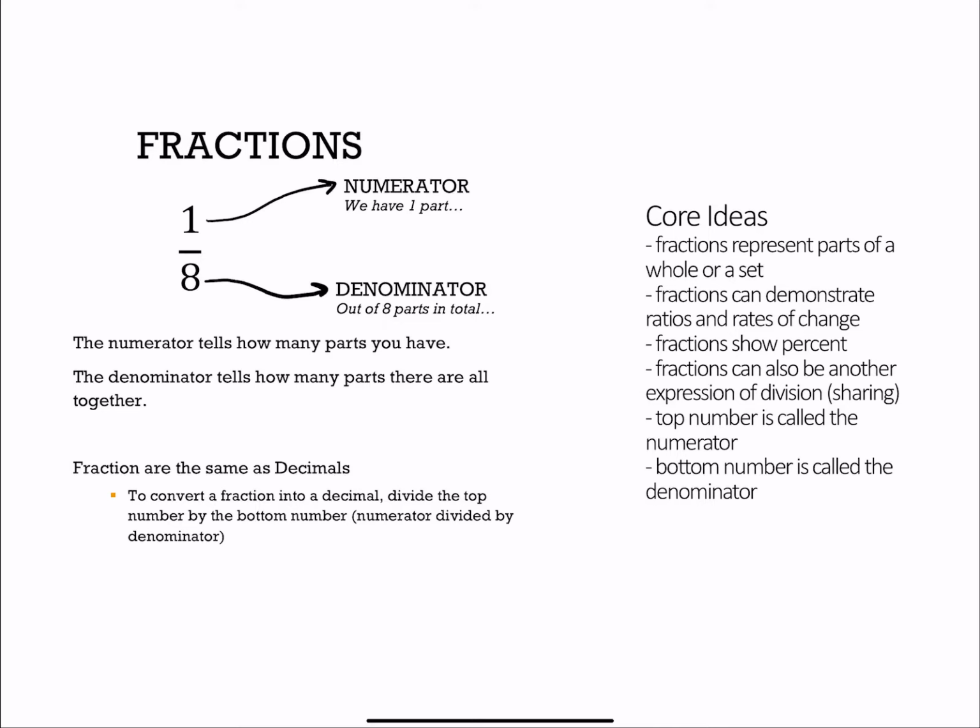Fractions are the same thing as decimals, and to convert from a fraction to a decimal, all we need to do is divide. So if we have 5 over 7 and we wanted to convert 5/7 to a decimal, we just divide. What do we divide? We divide the top number by the bottom number. So we do 7 into 5.